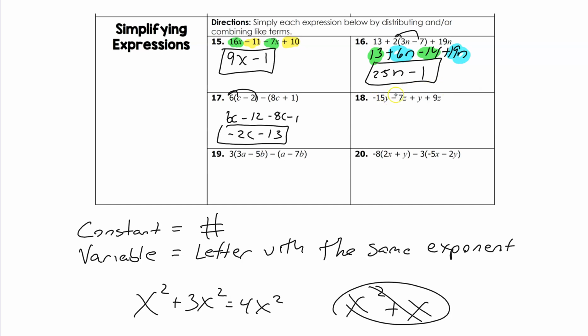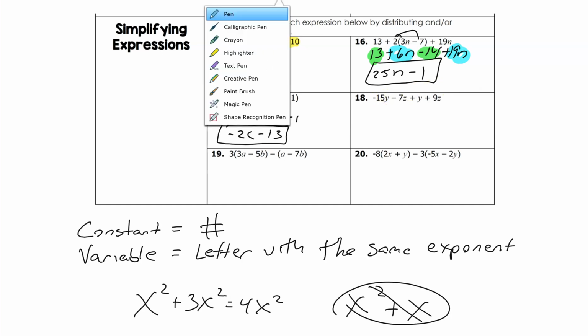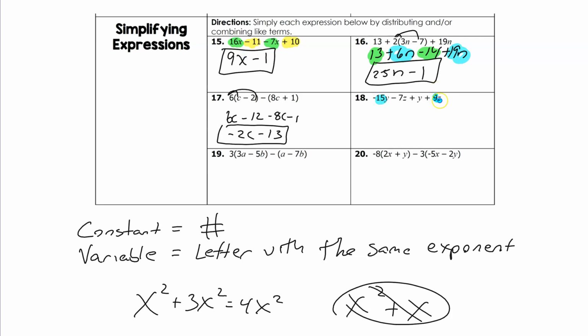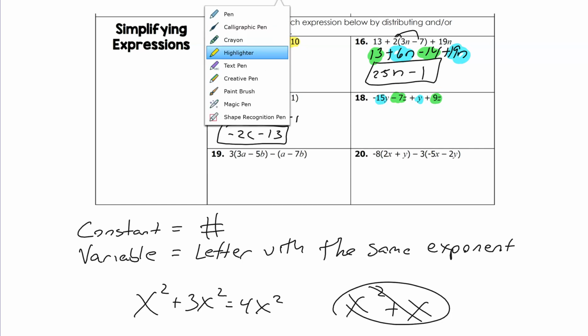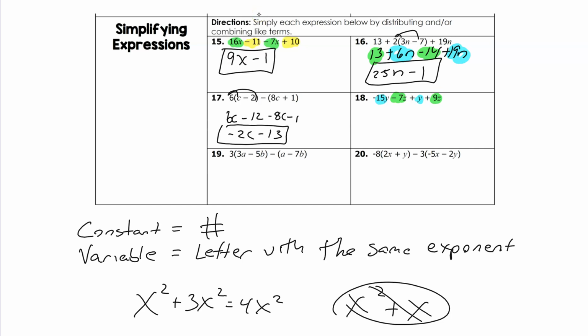Over here, we have y's and z's. Well, y's go with y's, z's go with z's. If you want to highlight to help yourself keep track, that's always helpful. When I do this, you like to go in alphabetical order, y before z, things like that. So negative 15, positive 1y gets us negative 14y. And negative 7z plus 2z plus 9z gets us plus 2z. I always put that little thing in the z because you see that my 2's and my z's look very similar. And we are done.